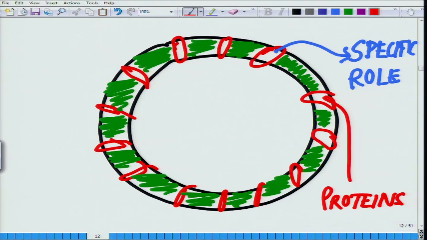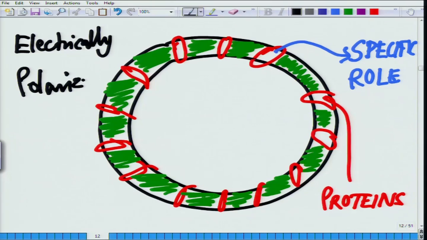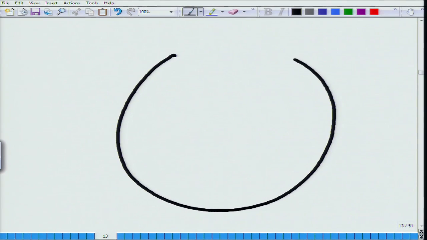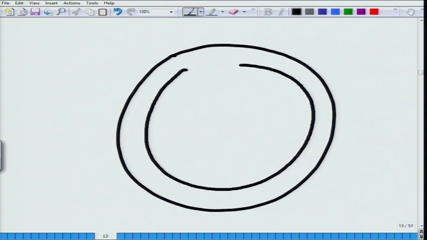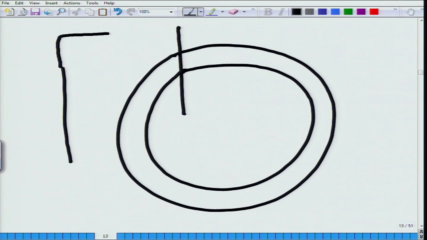Then you have these lipids which are present there. We will come to the dimension of the lipids. Before that, let me tell you another very interesting feature of the membrane. Most of the membranes are electrically polarized. What does that mean? Let me show you in the next slide. If this is the membrane, and I put one electrode inside the cell and another electrode outside the cell, and measure the voltage across it, I will find that there is a voltage difference.